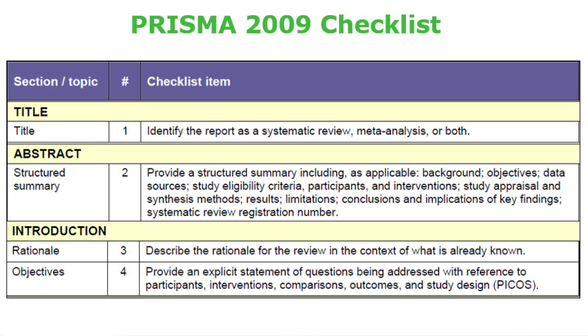So for example, if you look at this guideline, and I'm not going to spend a lot of time running through it, if you're writing, the title should actually identify the report as a systematic review or a meta-analysis, or both. The abstract, as outlined in the PowerPoint slide, should have a structured summary. The introduction should give a rationale for the review. The objectives should be outlined.